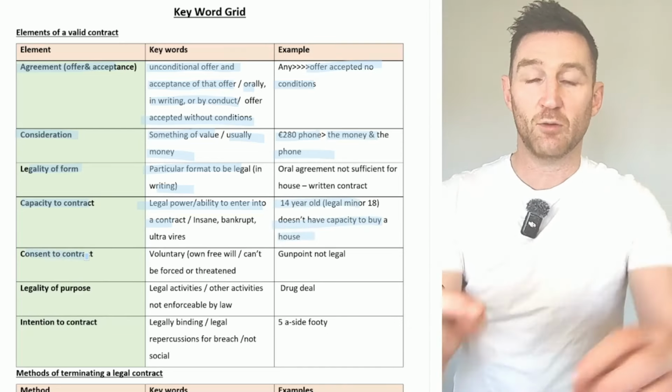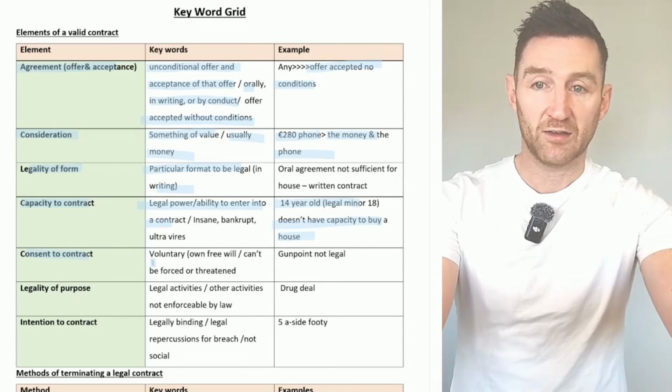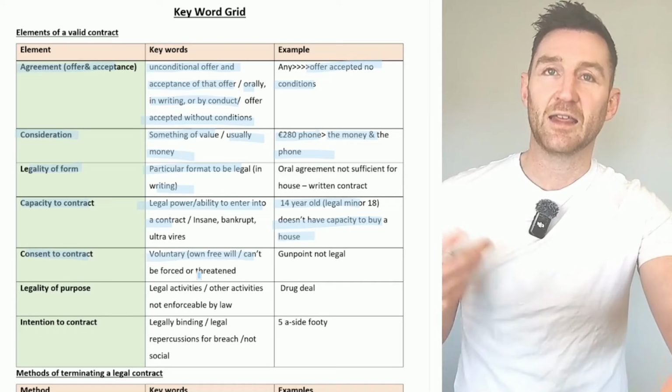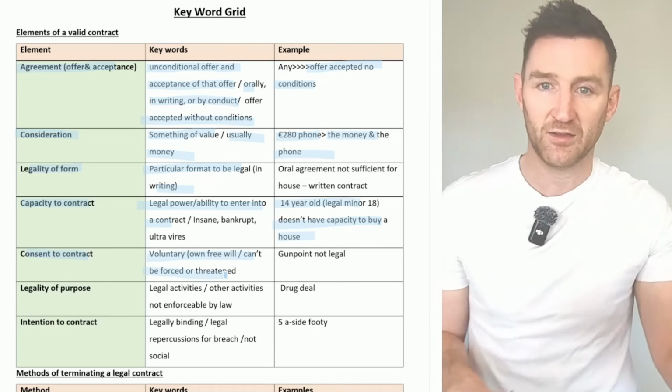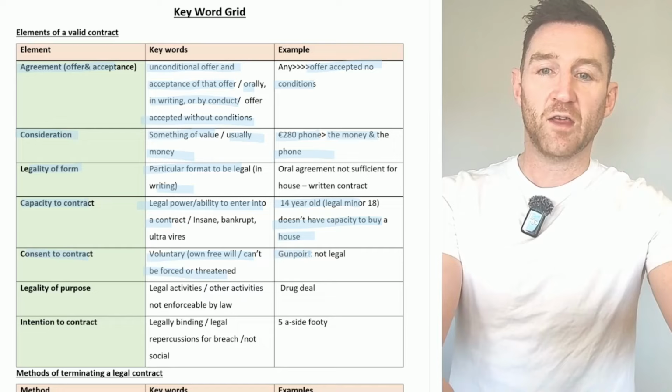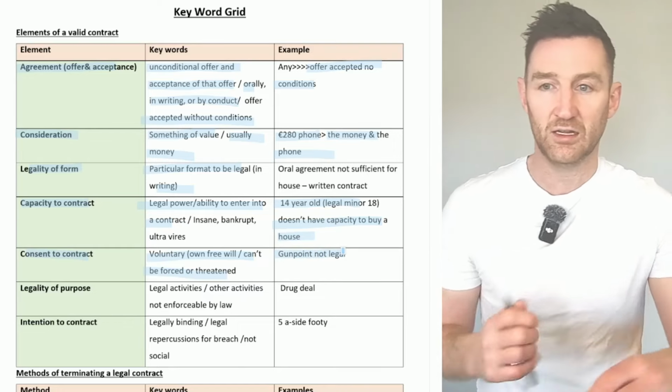Consent to contract then, what's the key thing? Well, if someone's entering a contract, they have to be doing so voluntarily. So of their own free will, they cannot be forced or threatened to enter into contract. If they are, it's not valid in the eyes of the law. So if you're forced to enter into a contract at gunpoint, that is not considered legal.